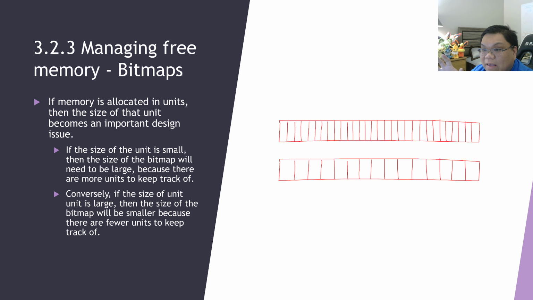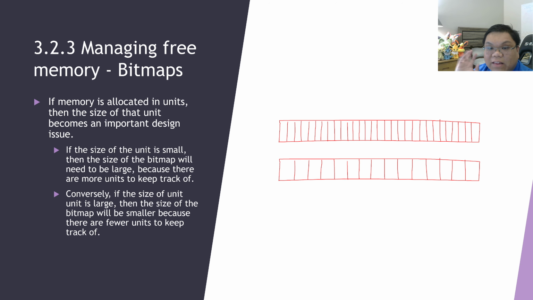If we allocate large blocks of memory to each process, then we're going to have a small amount of blocks to keep track of. That means we need a smaller bitmap. But if we divide our units into smaller and smaller pieces, that means there are going to be more pieces to keep track of. We need more space for our bitmap.